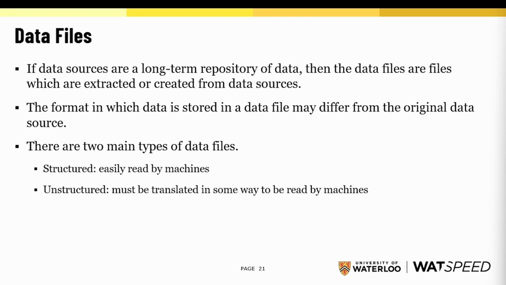So if data sources are the long-term repository of data, in other words, where the data files are stored, then our data files are the files which we extract or create from those data sources. Now, the format in which that data is stored might be different from the original source. And there are two main types of data files that you'll run into. First are structured data files. These are files that are in a format that is easy to read by a computer. There's also unstructured data. It's got to be translated in some way in order to be useful in data analysis.